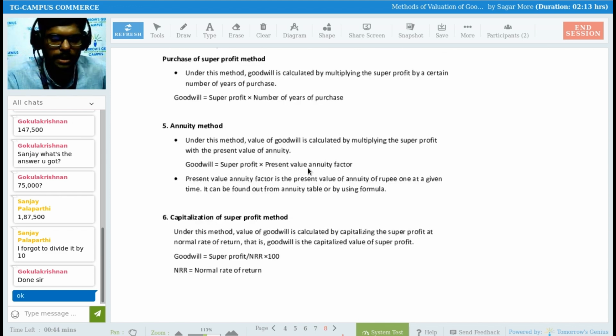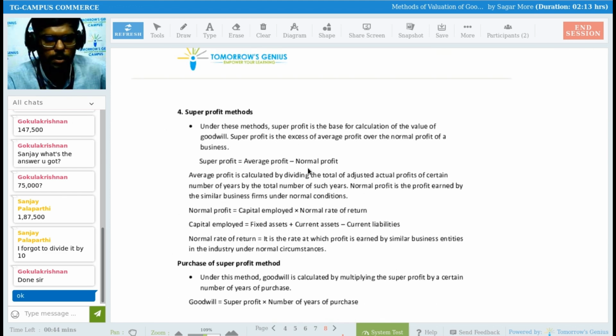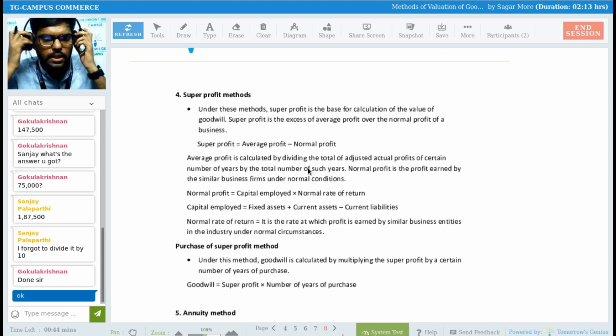Apart from this, there are also methods, that is the super profit method, right? I'm just discussing a method here. The questions based on this we will do in the next session, right? Okay, so the super profit method.